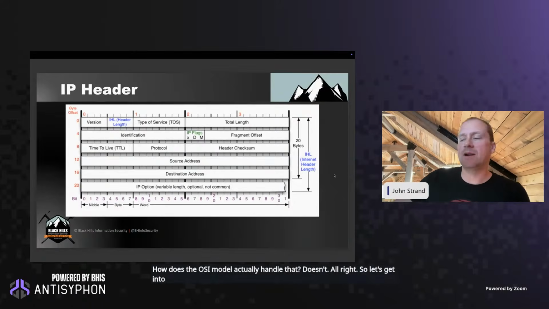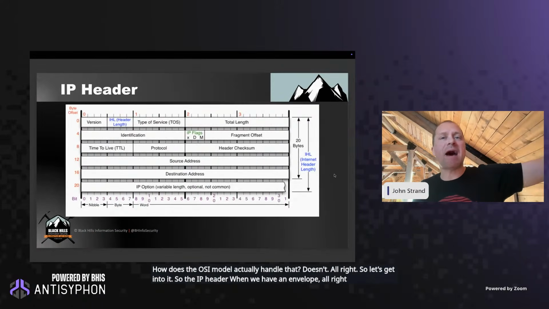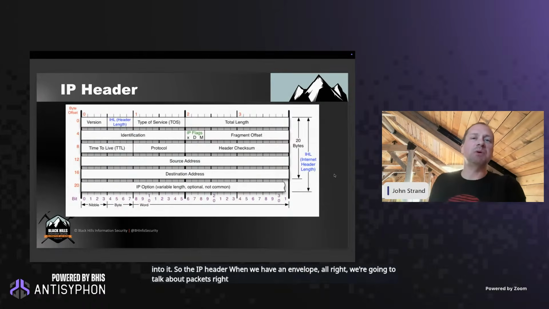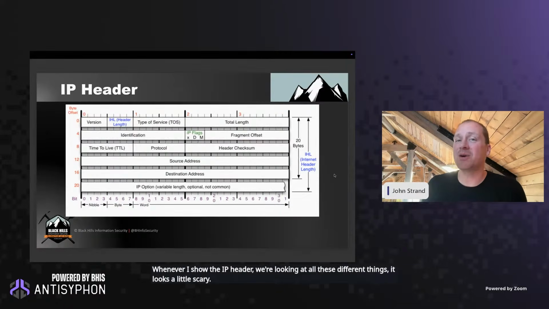All right, so let's get into it. So the IP header. When we have an envelope, we're going to talk about packets right now, because this looks spooky. Whenever I show the IP header, we're looking at all these different things. It looks a little scary. I'm not gonna lie. It's kind of like, oh wow, that's scary. That's weird, huh? What's going on there?